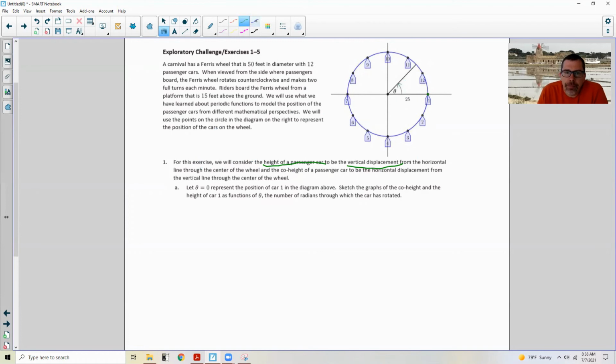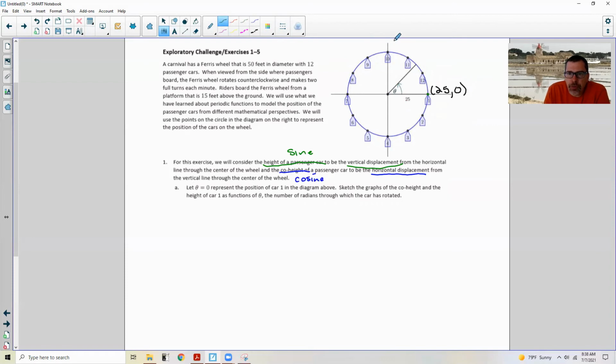And the co-height of the passenger car to be horizontal displacement from the vertical line through the center of the wheel. Horizontal displacement is co-height. Well, co-height is cosine, and height is sine. So co-height going this way, this point right here, for example, would be the point over 25 feet and up 0 feet.